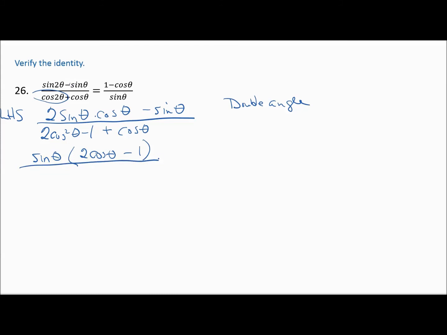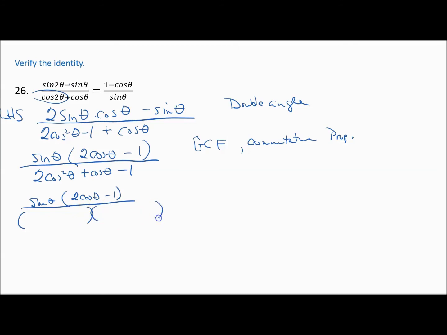Okay. In the denominator, again, I want to try to factor it, but maybe if I write it in the right order, 2 cosine squared of theta plus the cosine of theta minus 1. So in the numerator, I factored the greatest common factor. I'm just going to put GCF. And in the denominator, I use the commutative property of addition. I'm just going to put commutative property in hopes of this factoring. So I have sine of theta times 2 cosine of theta minus 1 in the numerator over, let's just play around, see if it'll factor.